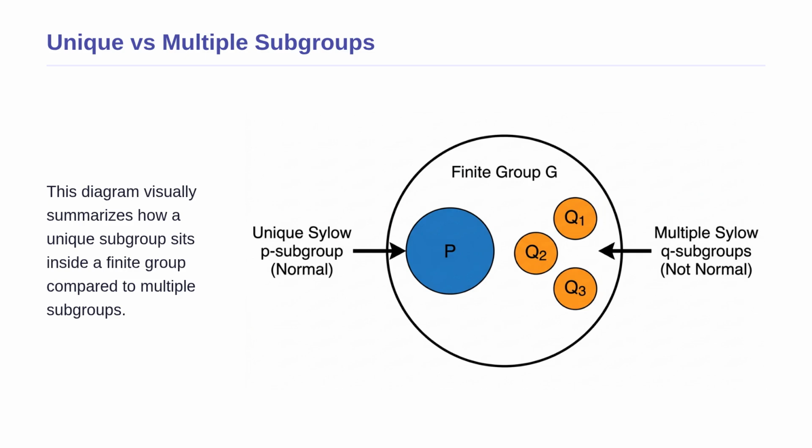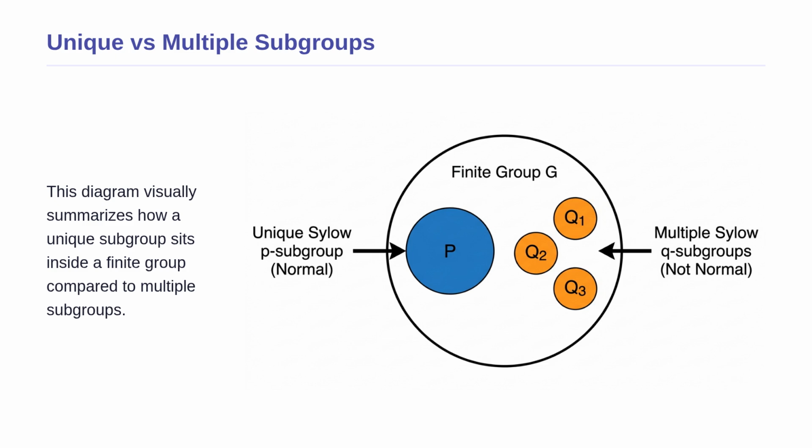To truly understand what we just calculated, let us look at this visual representation. The large outer circle represents our entire finite group G. On the left, you see a single blue circle labeled P. This represents the unique Sylow P subgroup we found in our examples. Because there is only one, it sits uniquely and symmetrically in the group, acting as a normal subgroup.